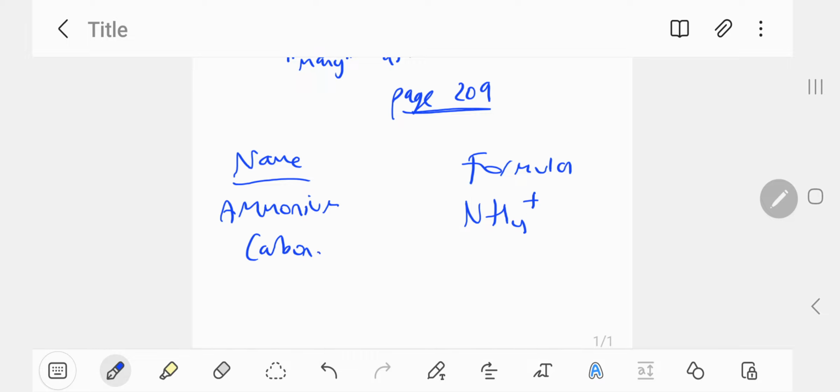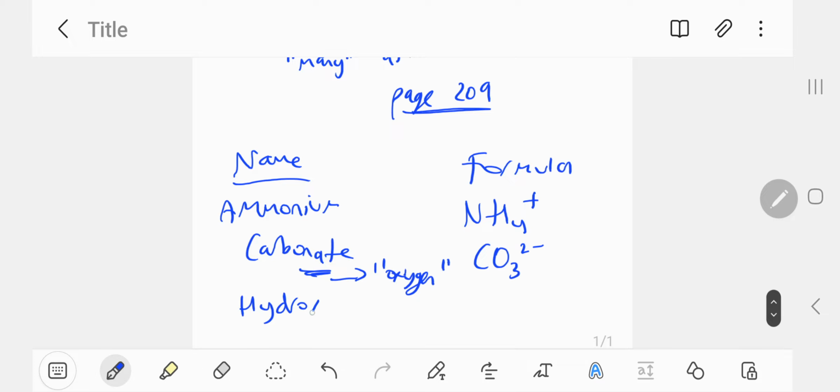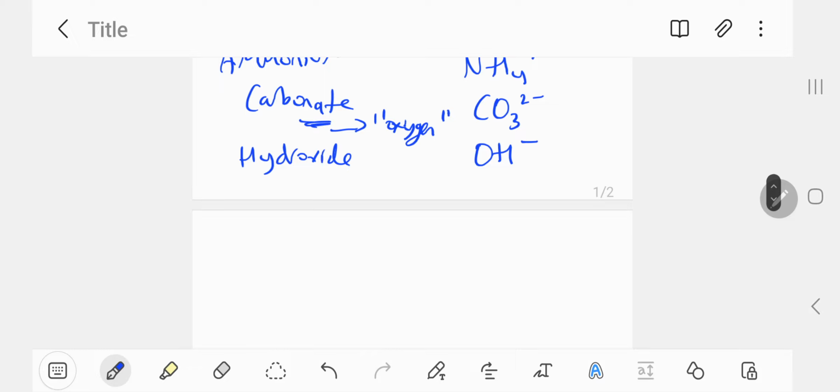You've got carbonate, CO3 2-. It's got a charge of -2. Carbon 8, think of carbon C. 8 usually means oxygen. It's a nice trick to use. You've got hydroxide, and that's OH-. Hydro for hydrogen, H. Oxide for oxygen, O. You've got nitrate. N for nitrogen, NO3-.